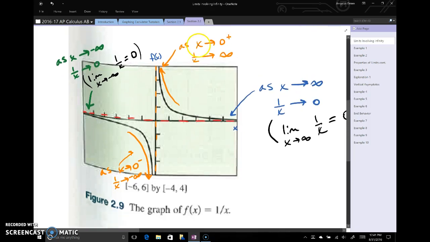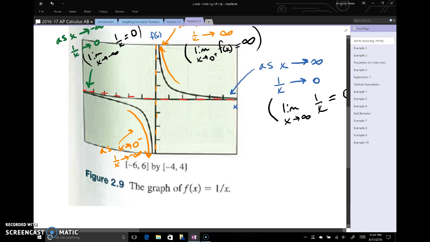Now, here in yellow, we can't put these limits together. Here, this would be the limit as x approaches 0 from the right of f of x is equal to infinity. And unfortunately, remember that for a limit to exist, both handed limits have to approach the same value. So in this case, this doesn't work.